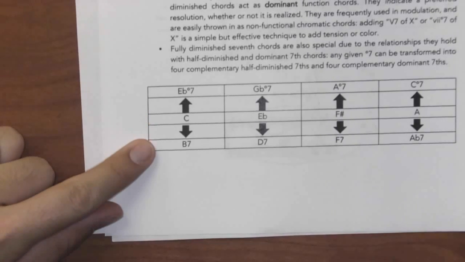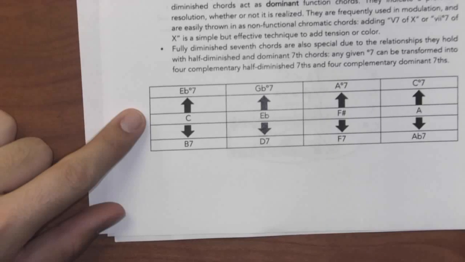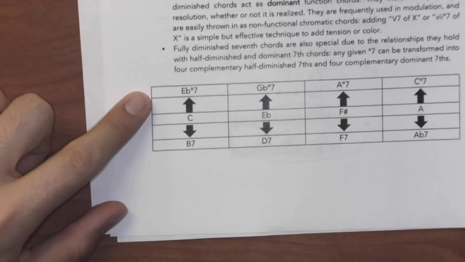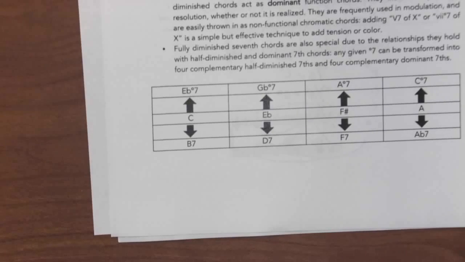You know, if you lower C down to B, or it could be only a half step away from an E flat seventh chord, which would be, do this. Raise C up, you get an E flat fully diminished 7, or half diminished 7.